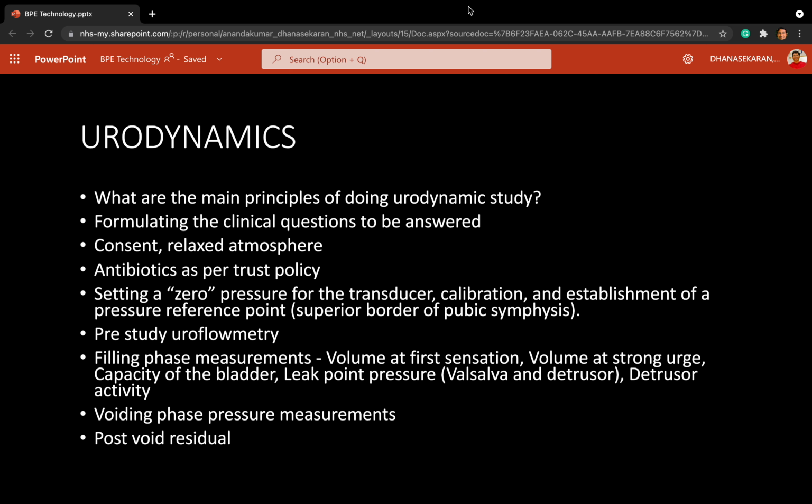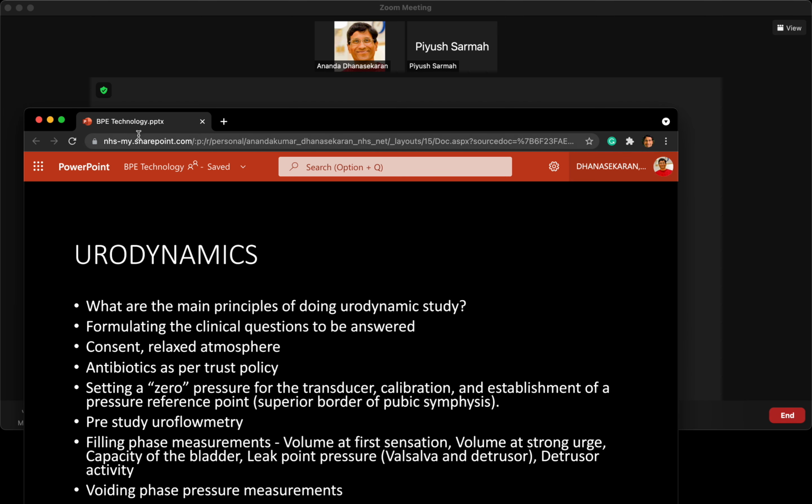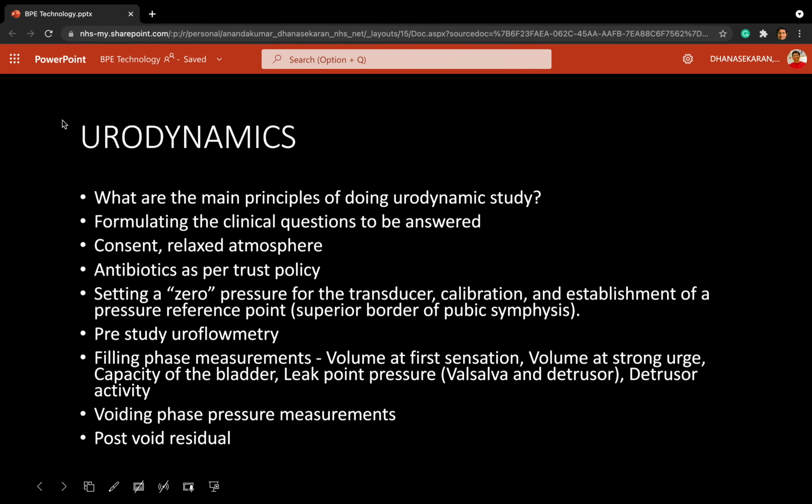And how will you set zero pressure when you're doing urodynamics? So I'll ensure that the lines are flushed. I'll ensure that the transducer is at the height of the upper border of the pubic symphysis, and also that the transducer is zeroed to air. Okay, so it is zeroed to the superior border of the pubic symphysis.